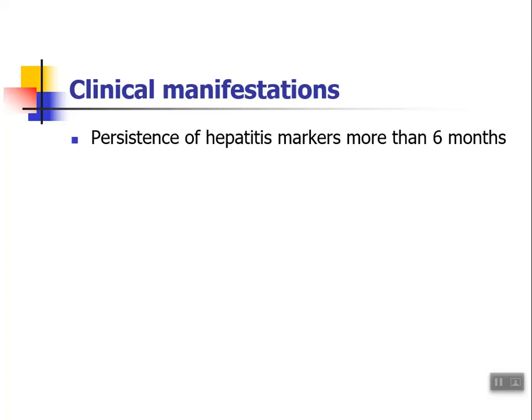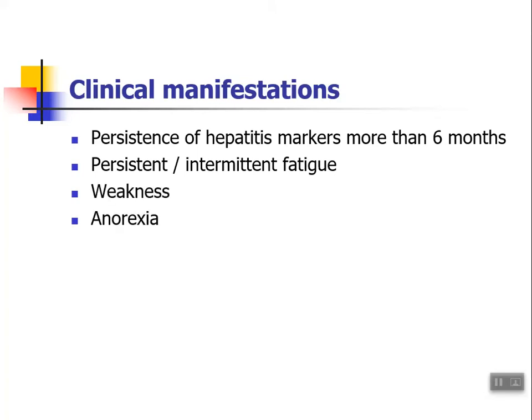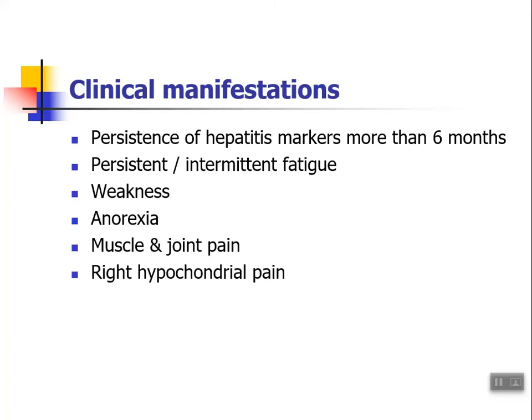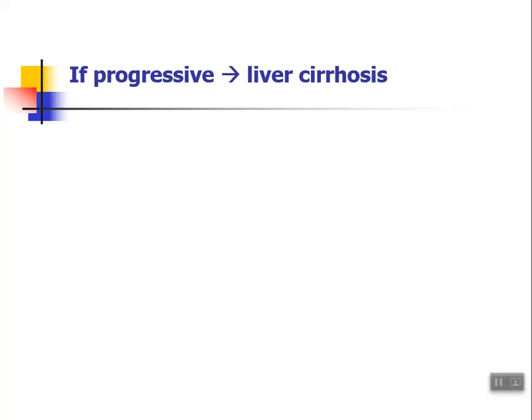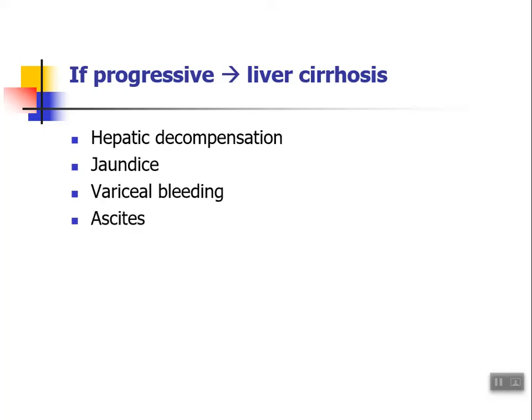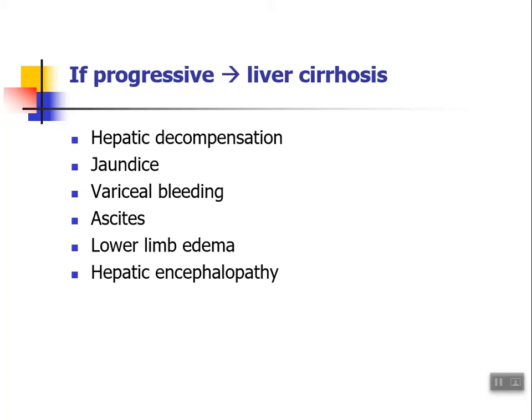Clinical manifestations of chronic hepatitis: when there is persistence of markers more than 6 months, persistent or intermittent fatigue, weakness, anorexia, muscle and joint pain, right hypochondrial pain, and may be asymptomatic. If progressive to liver cirrhosis, there may be hepatic decompensation, jaundice, variceal bleeding, ascites, lower limb edema, hepatic encephalopathy, coma.